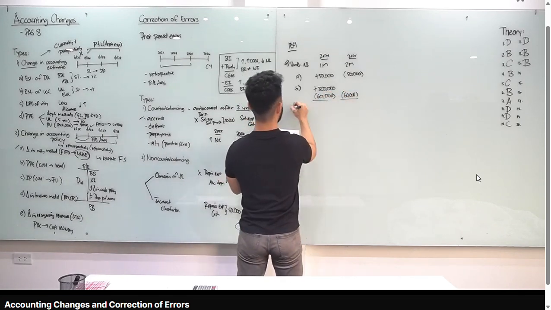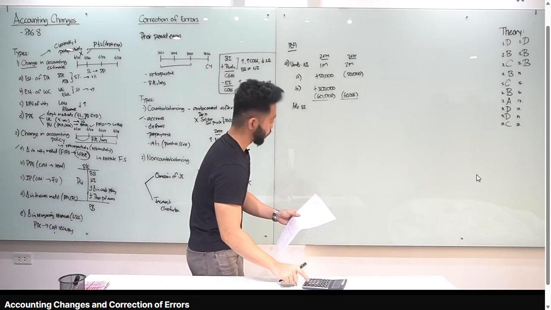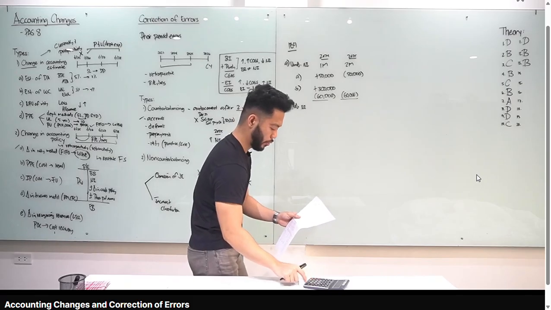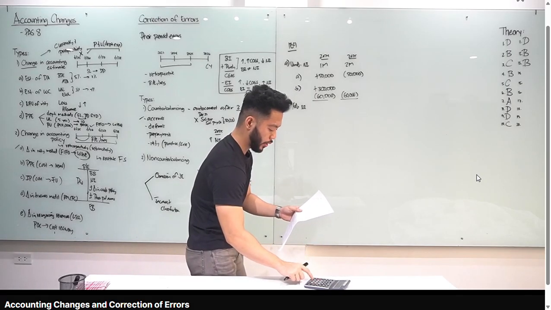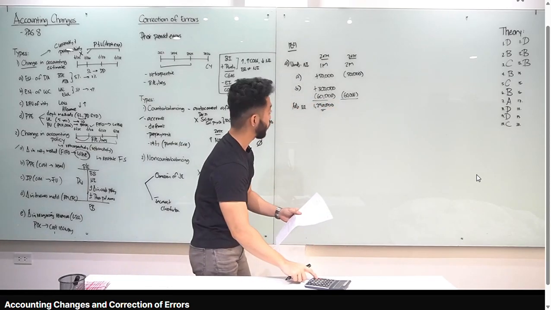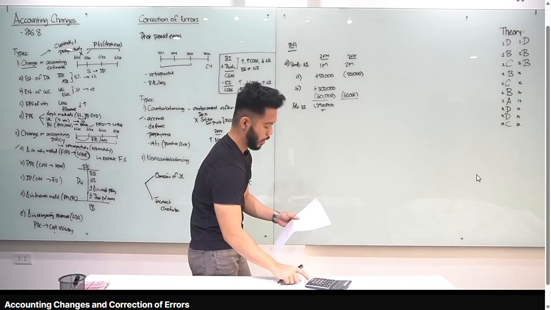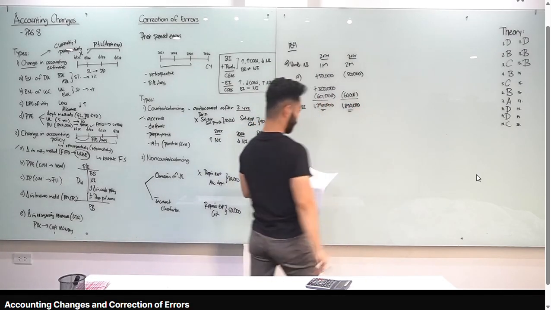Therefore, our adjusted net income, let's compute. For 2024, 1 million plus 50,000 plus 300,000 minus 60,000. I got here, class, 1,290,000. This is the adjusted net income in 2024. For 2025, 2 million minus 50,000 minus 60,000. You get 1,890,000. Alright, so these are your adjusted net income.